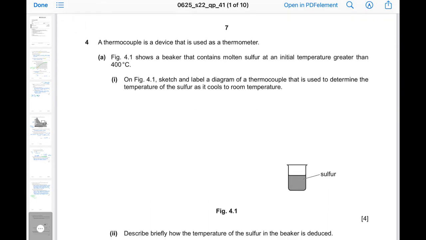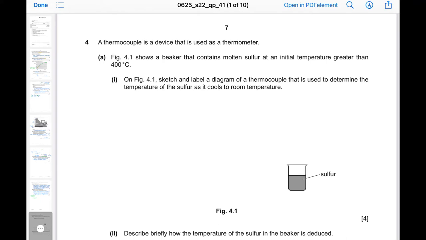A thermocouple is a device that's used as a thermometer. Figure 4.1 shows a beaker that contains molten sulfur at an initial temperature greater than 400 degrees Celsius. On figure 4.1, sketch and label a diagram of a thermocouple that's used to determine the temperature of sulfur as it cools to room temperature.